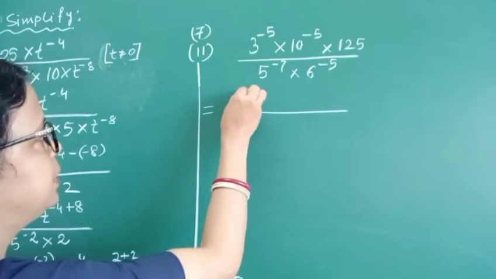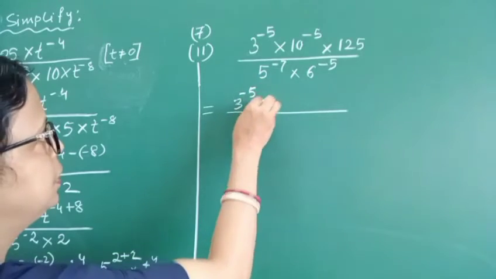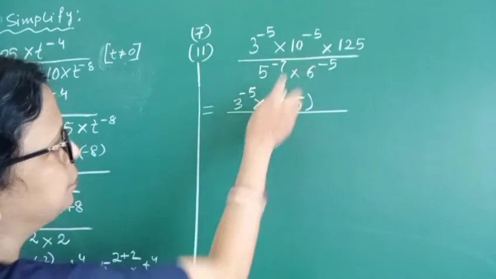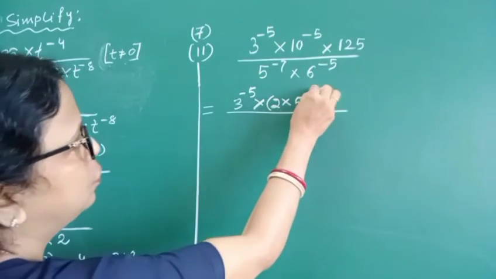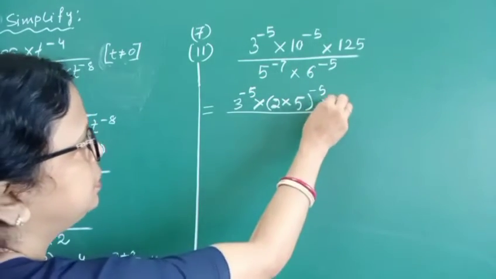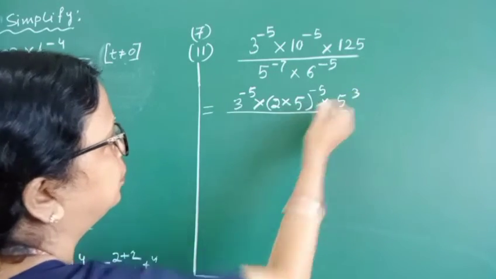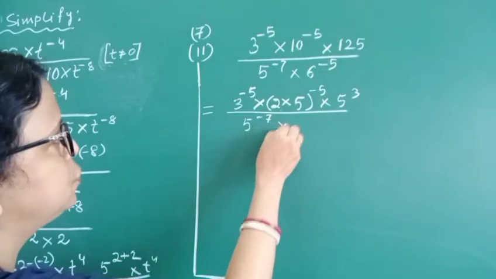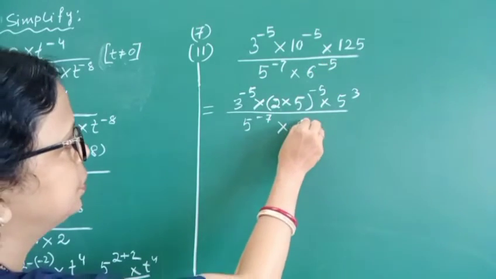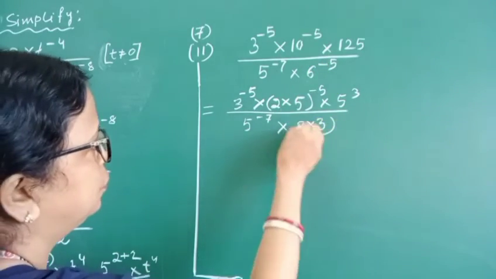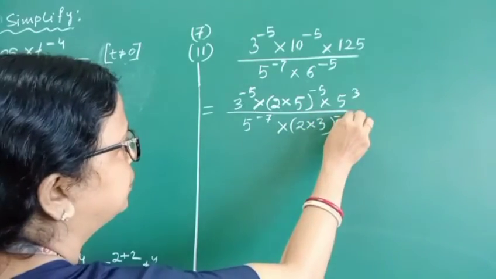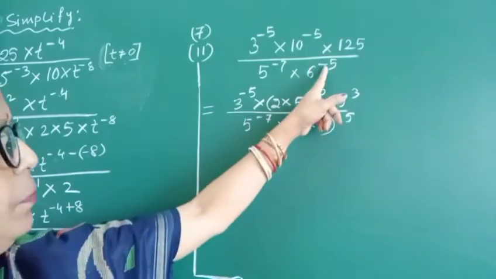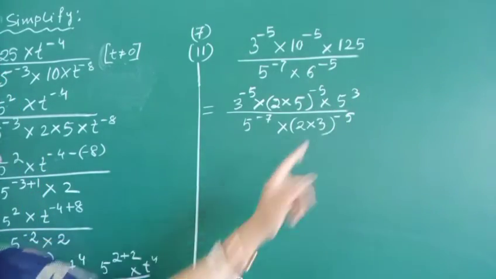3 to the power minus 5, it was prime numbers only. Now 2 into 5 instead of 10. Instead of 10 I am writing 2 into 5 whole to the power minus 5 into 5 cube, divided by 5 to the power minus 7 into 6 to the power minus 3, means 2 into 3 whole to the power minus 5. Prime factors of 6 is 2 into 3. Power was minus 5, so power is minus 5 here again.